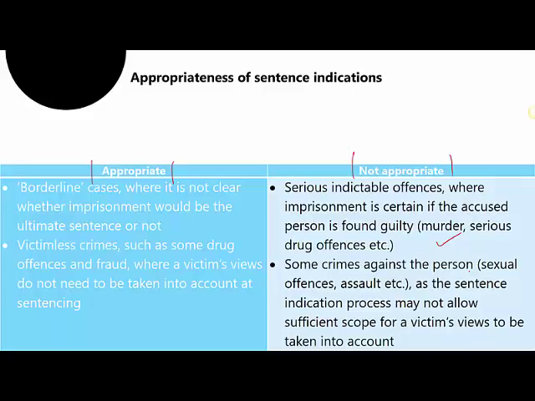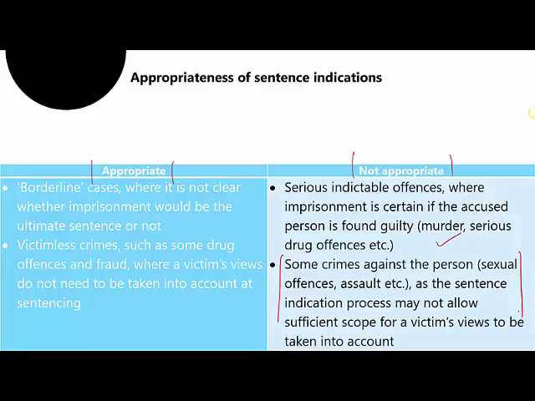So you're not getting the full sentencing process, which we talk about a little bit later in this unit, that has a big emphasis on taking into account the views of the victim through victim impact statements. So therefore, sentence indications may not allow sufficient scope for a victim's views to be taken into account. It is worth noting, I didn't mention it earlier, that the prosecution has to approve a sentence indication. So in these instances here, the prosecution might say no, that you can't have a sentence indication.